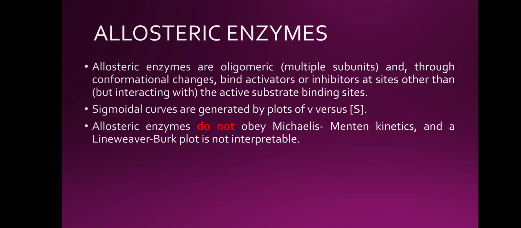The last point, allosteric enzymes. This is very interesting. Allosteric enzymes are oligomeric, which means they have multiple subunits, more than two but less than 10. Through conformational changes, they bind activators or inhibitors at sites other than the active substrate binding sites. When I hear allosteric enzyme, I just remember hemoglobin, because it is composed of many subunits, 2 alpha and 2 beta subunits. It looks like allosteric enzymes.